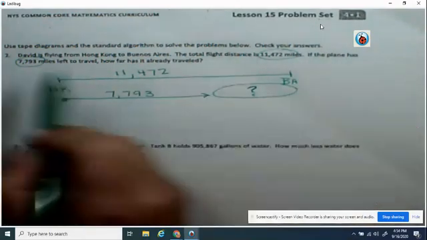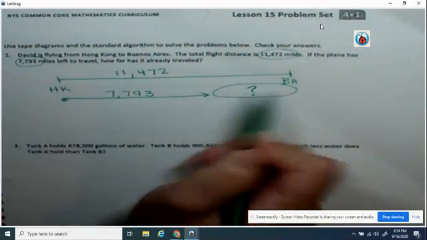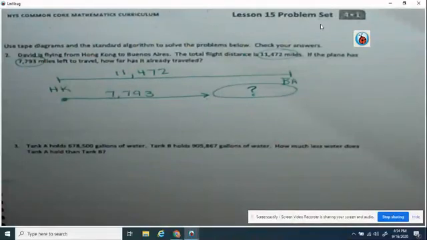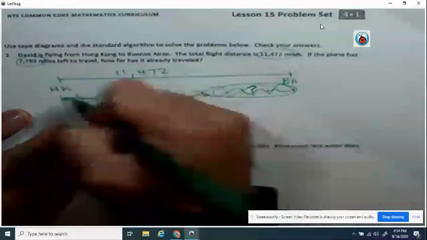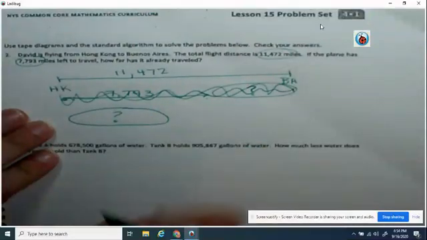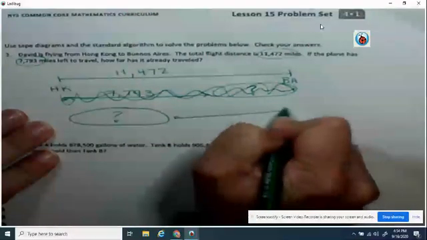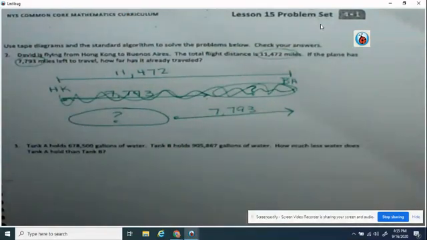Oh, I did that backwards. Shoot. It says the plane has that much left, so it still has that much to go. We're trying to figure out how much it's already gone. I'm sorry, you all. I did it backwards, but the math is going to be exactly the same. We're still going to subtract. The top is fine. My picture should be like, I don't know how far I've gone yet, but I know I still have 7,793 miles to go. So I just drew it backwards. Okay, so we're still going to subtract though.